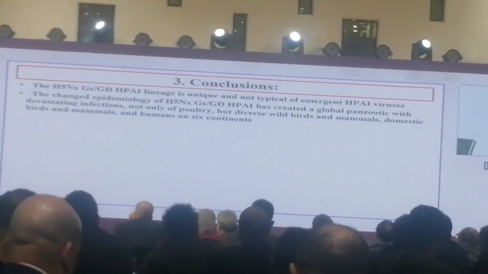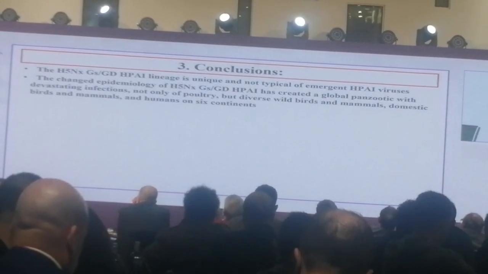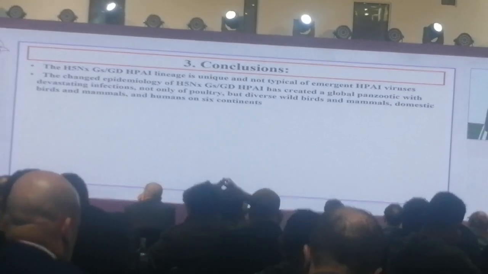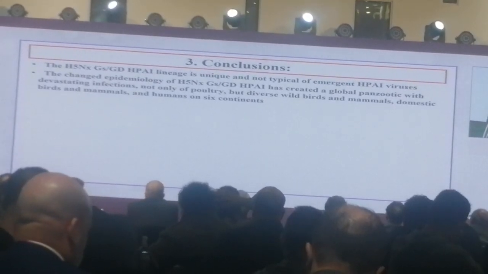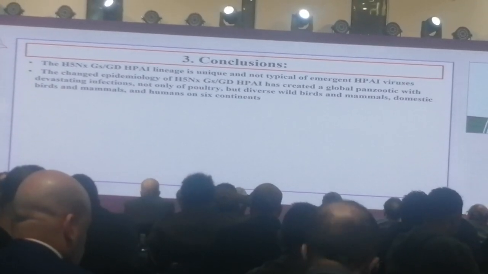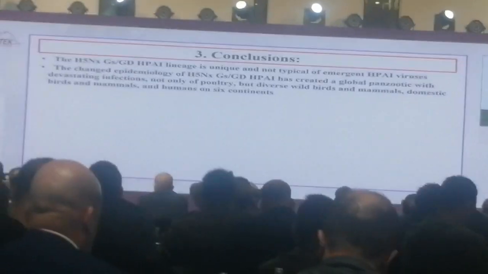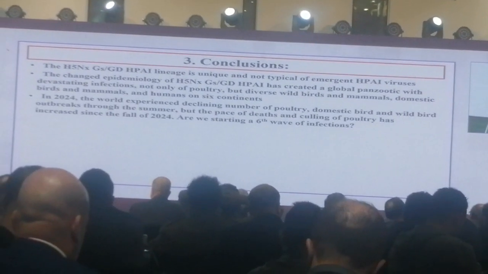So in conclusion, the H5N1, for example, goose guangdong high path lineage is really unique and not typical of all these emergent high path viruses. There's been a huge change in the epidemiology of these goose guangdong viruses, and it's really created a global panzootic with devastating infections not only in poultry, but diverse wild birds and mammals, domestic birds and mammals, as well as humans on 6 different continents.